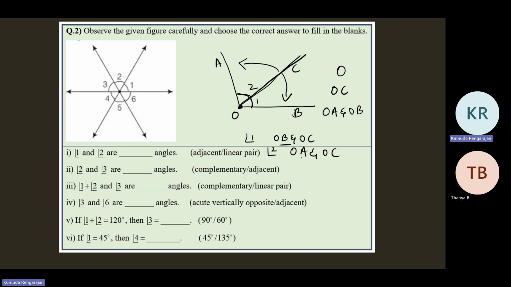So these are the non-common arms. OB and OA are the non-common arms. And we see that the non-common arms OA and OB lie on either side of the common arm OC. Two angles are said to be adjacent angles if they have a common vertex, a common arm, and if their non-common arms lie on either side of the common arm.